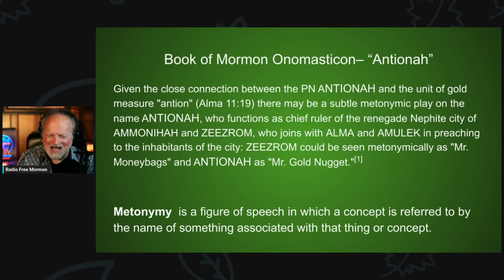By the way, I had to look up metonymy for myself. I'll share it with you. Metonymy is a figure of speech in which a concept is referred to by the name of something associated with that thing or concept. So somebody comes up with the name of Antiona for this character because of the gold, because his name means gold piece, and also because the Ezram has the silver piece in it. So the author of this article for the Book of Mormon Onomasticon, I wanted to say it one more time, is that Zeezrom and Antiona could mean metonymically Mr. Moneybags, and Mr. Gold Nugget.